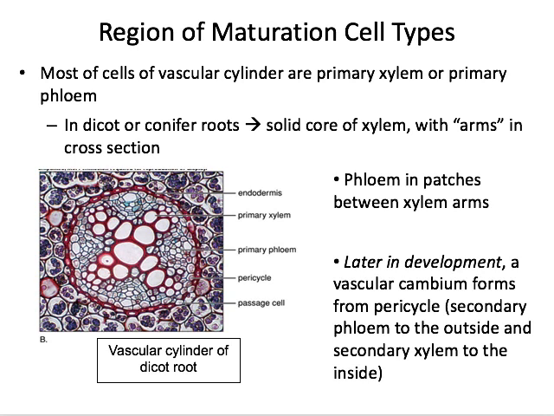Now later in development, occasionally a vascular cambium will form from the pericycle, which is going to be secondary phloem produced to the outside and secondary xylem produced to the inside. So in this instance, we will start to see secondary growth occurring inside our root.